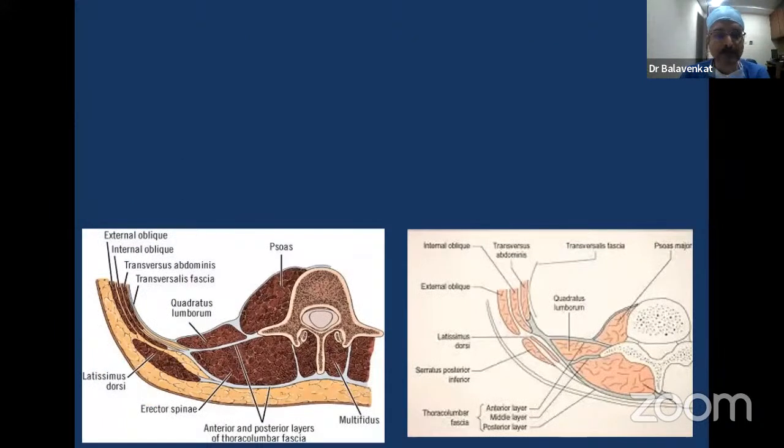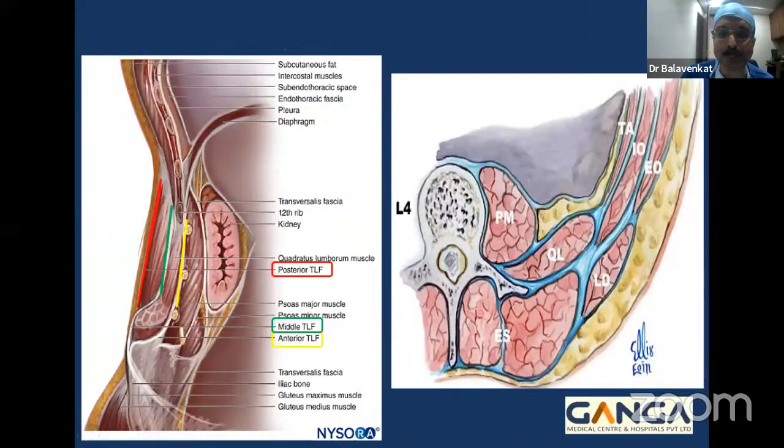So just to show that, see, this is the transversalis fascia ending here, that's the QL. So you either place the drug here for iliac crest bone grafting, or you place it here anterior to the QL when you want both the visceral component and the abdominal component involved.